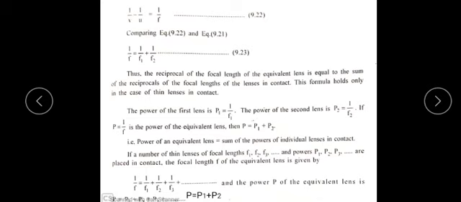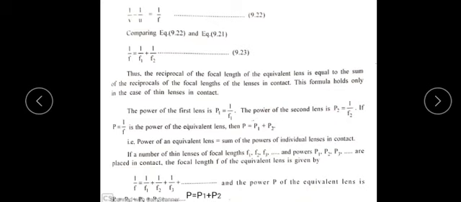Then, the power of a lens, we already learned this concept: the power of a lens is equal to the reciprocal of the focal length, P is equal to 1 by f. Like that, the power of the first lens is considered as P1, which is equal to 1 by f1. And the power of the second lens is P2, which is equal to 1 by f2.